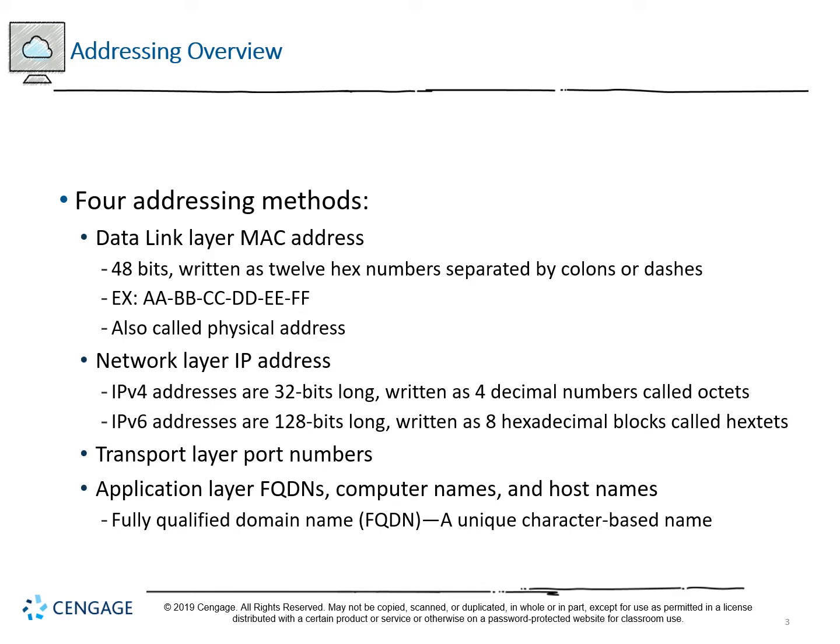So there are four different methods we traditionally talk about when we discuss addressing for telecommunications and computer networks. First, we have the data link layer MAC address. MAC stands for Media Access Control. It is 48 bits in length, written as 12 hexadecimal numbers separated by colons or dashes. So the example they give us here is AA, BB, CC, DD, EE, FF.